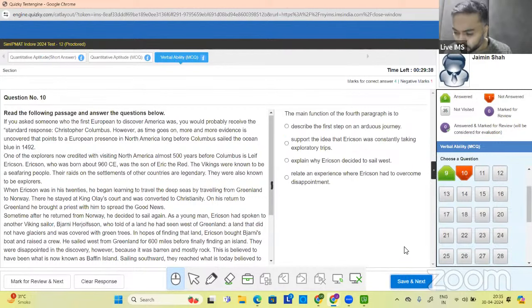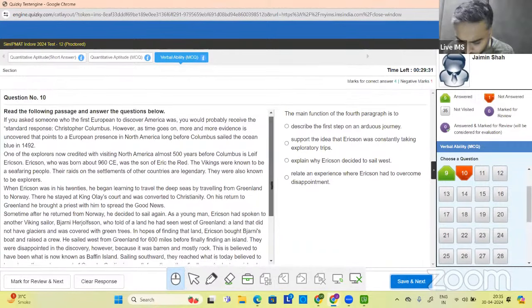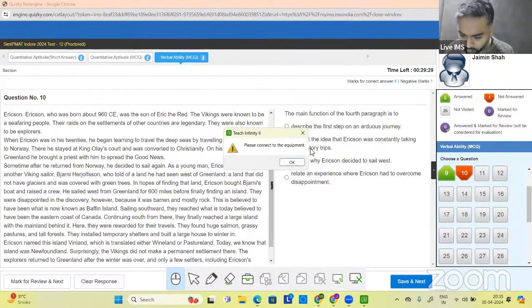The main function of the fourth paragraph is to... So, fourth paragraph: one, two, three, and fourth. Okay, sometimes.